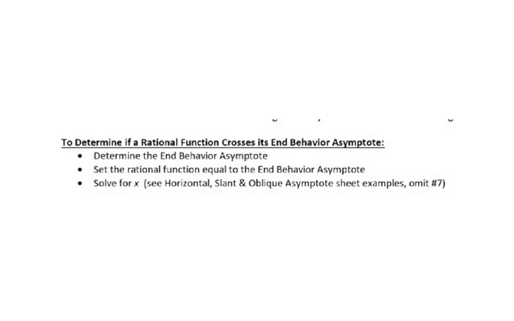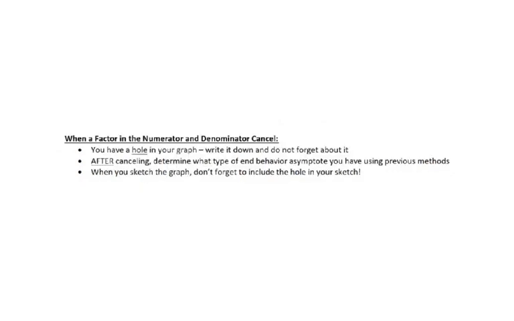Okay, to determine if a rational function crosses its end behavior, determine the end behavior, set the rational function equal to the end behavior, and solve. So, if you can solve the equation for the horizontal asymptote, then it crosses the horizontal asymptote. Seems common sense. This next part is actually really important.